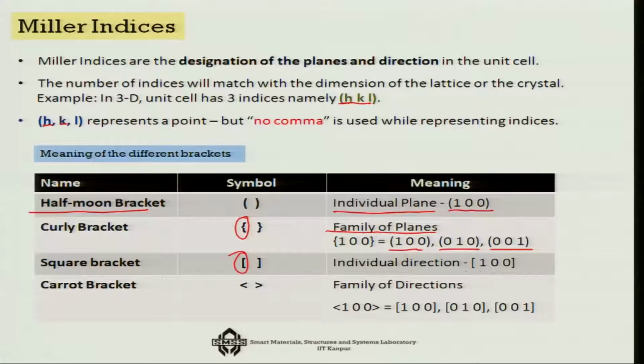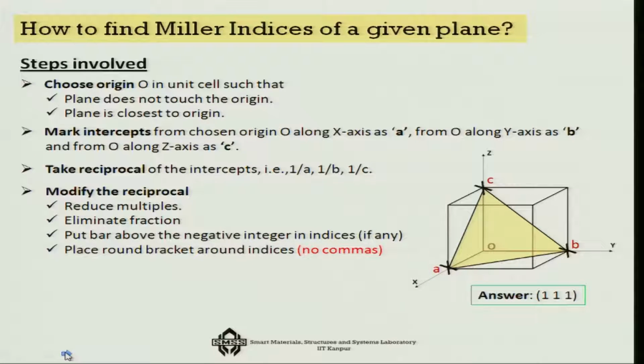So, an individual direction is written with a square bracket, like [1 0 0], and when we want to talk about a family of directions, we use the caret brackets, which show the family of directions. So, we have to keep this sign convention in mind: round brackets are for an individual plane, and for a family of planes you use curly brackets. Square brackets are for an individual direction, and for a family of directions you use the caret brackets. With these conventions in mind, let us see how to find the Miller indices of a given plane.